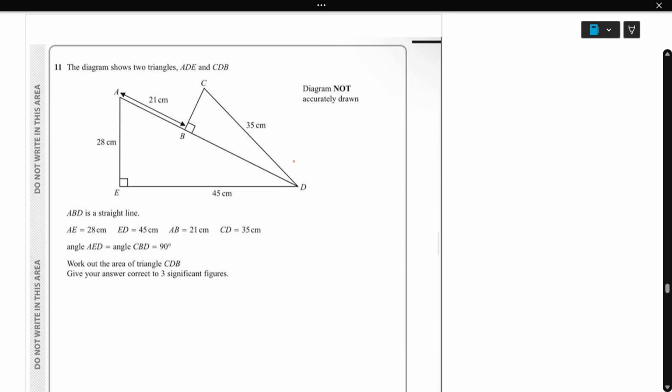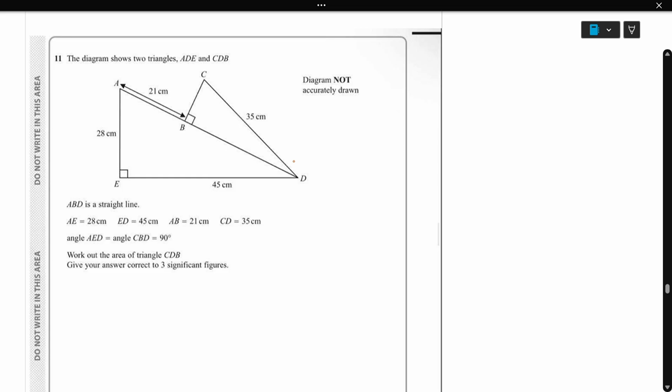Next, question 11. The diagram shows two triangles ADE and CDB. ABD is a straight line. AB equals 28 centimeters and AD equals 45 centimeters, AB equals 21 centimeters, AD equals 35 centimeters. Angle AED equals angle CBD equals 90 degrees. Here is 90 and here is 90. Work out the area of the triangle CDB, the small triangle.